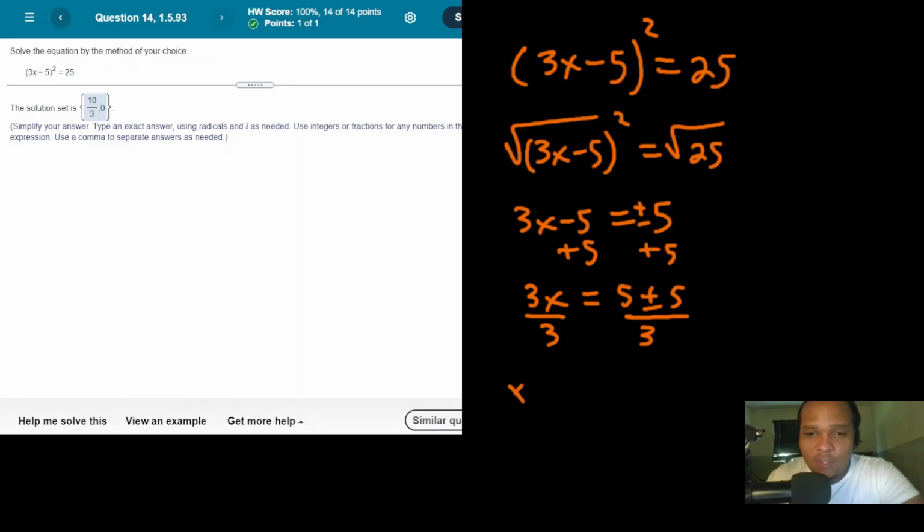And so we have x is equal to 5 plus 5 divided by 3, and 5 minus 5 divided by 3. So 5 plus 5 is 10. So we have 10 over 3 as one of our answers. You can see it there. And then we have 5 minus 5, which is 0. 0 divided by 3 is 0. And that's how we get the solution.